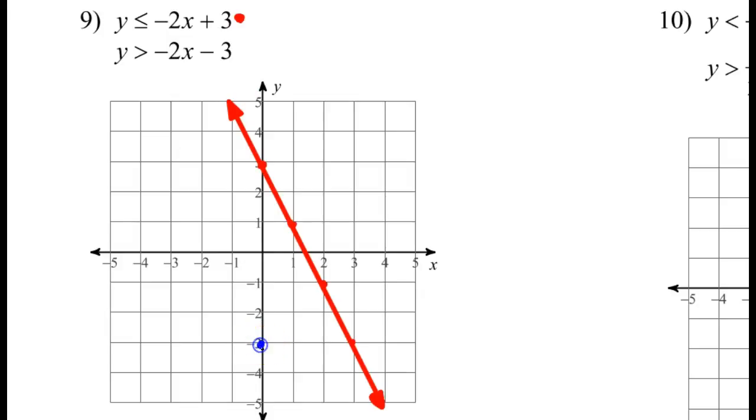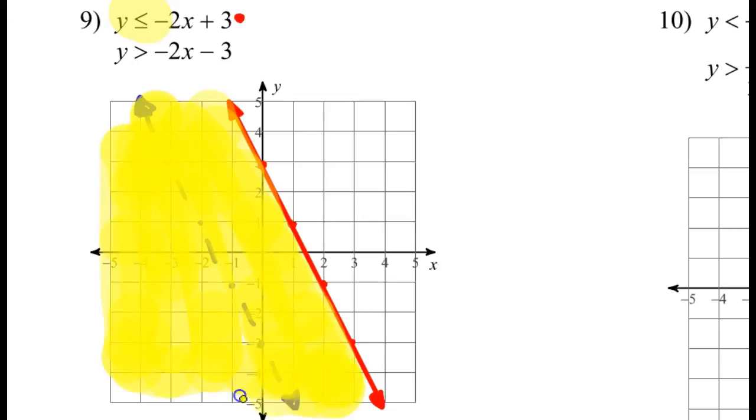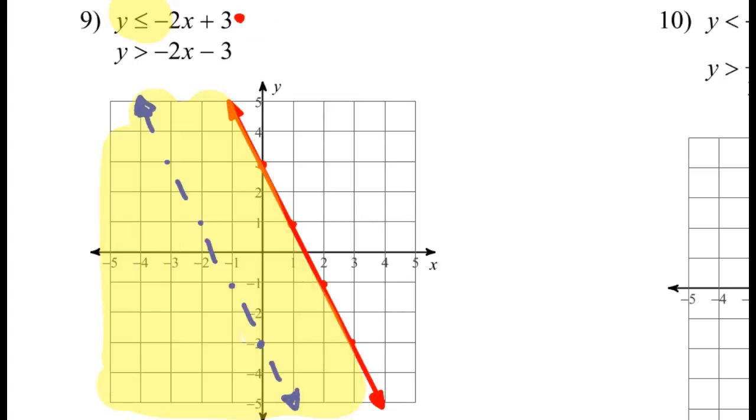Start at -3, down 2, right 1. And also reverse it, go up 2, left 1. This one is dashed. So you should have that on your paper. And then look at the shading for this. Where, if anywhere, does the shading overlap? Okay. So it's everything below the red line. Right? Everything below the red line. And then everything above the blue line.